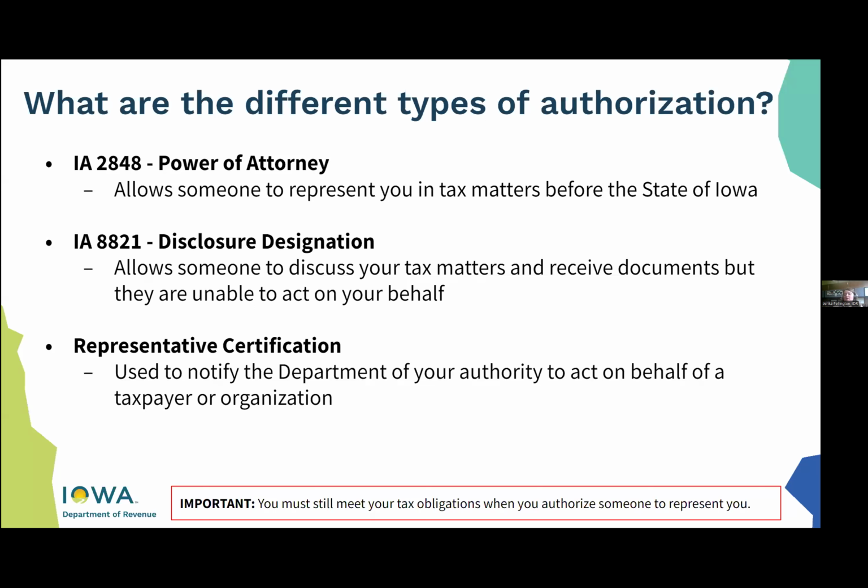This allows someone to represent you in tax matters before the state of Iowa. The second form is the Iowa 8821. This is the disclosure designation form. This allows someone to discuss your tax matters and receive documents, but they are unable to act on your behalf. And the third form is the representative certification form.